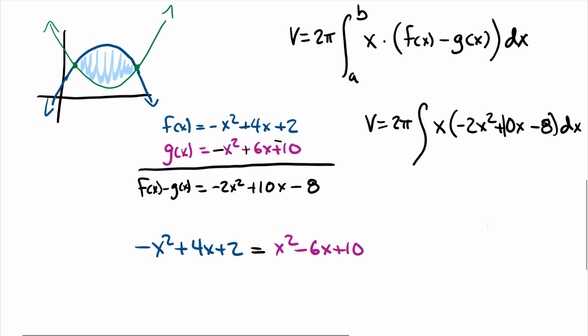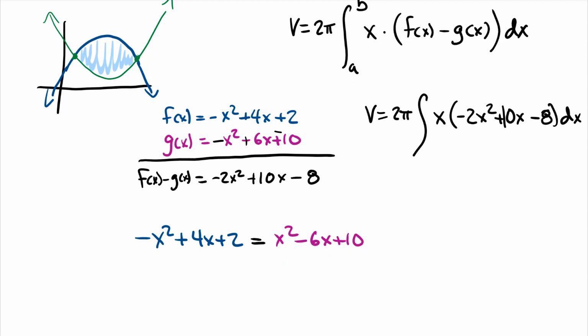Then we need to solve. Let's move everything over to the right-hand side because we want positives. Add the x squared over, we get 2x squared. Huh, this feels familiar. Minus 4x minus 6x, that's minus 10x. Wait a second. I'm going to guess this is an 8, but with a different sign. Hey, there it is. Our f of x minus g of x is what we set equal to 0 to find the points of intersection, when the distance between the two is 0.